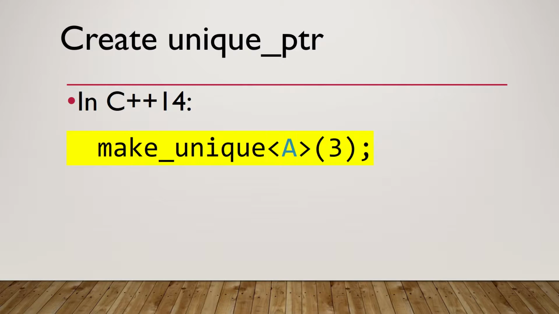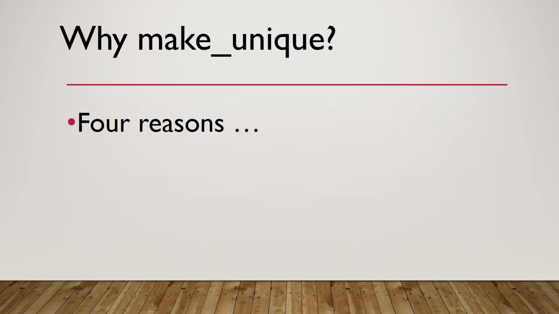Then the C++ 14 standard library introduced the standard make unique function, which is recommended for creating a unique pointer like this: make unique with type A and parameter value of 3. Which one should you choose when creating a unique pointer? The answer is make unique. But why? There are 4 reasons that I know of.